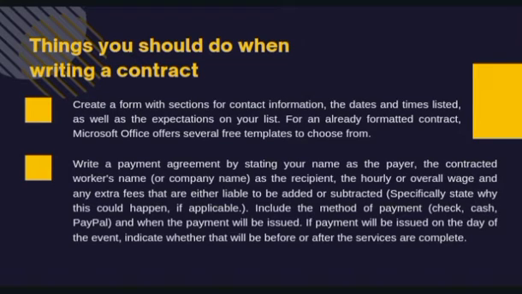Write a payment agreement by stating your name as the payer, the contracted worker's name or company name as the recipient, the hourly or overall wage, and any extra fees that are liable to be added or subtracted. Specifically state why this could happen, if applicable. Include the method of payment, check, cash, or PayPal, and when the payment will be issued. If the payment will be issued on the day of the event, indicate whether that will be before or after the services are complete.